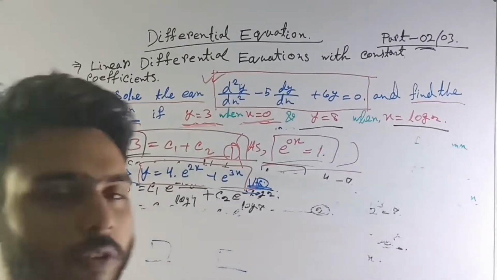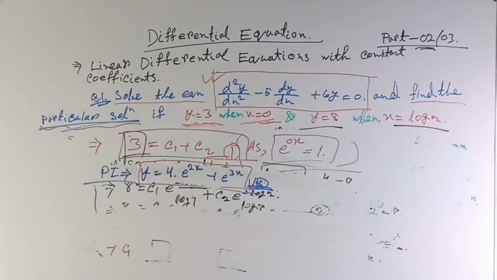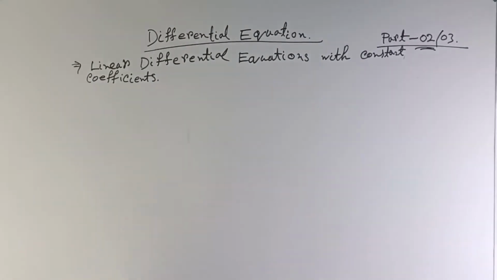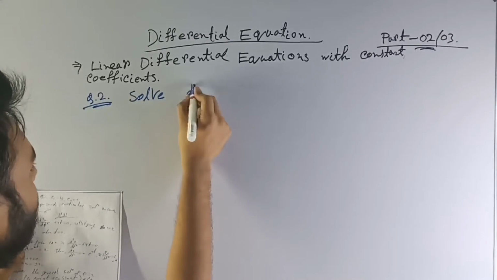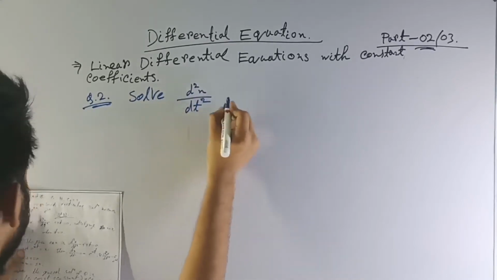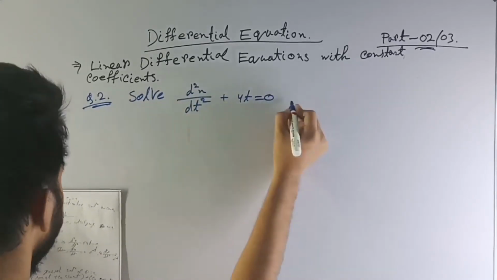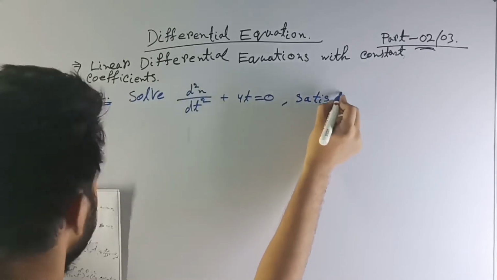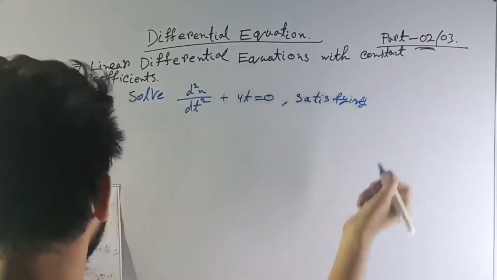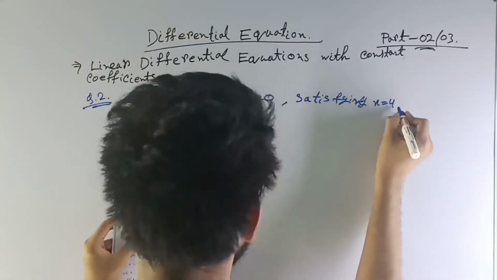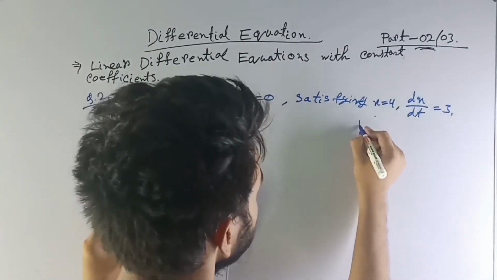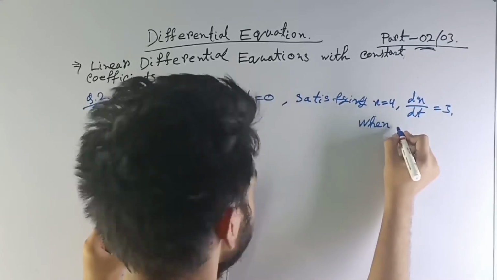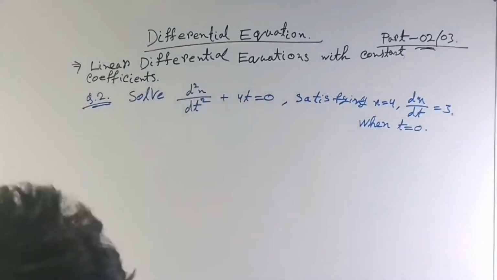It's a very interesting and easy question if you watch the first part, so please watch that. And now the second question: solve d2x by dt2 plus 4x equals to 0, satisfying that x equals to 4 and dx by dt equals to 3 when t equals to 0.